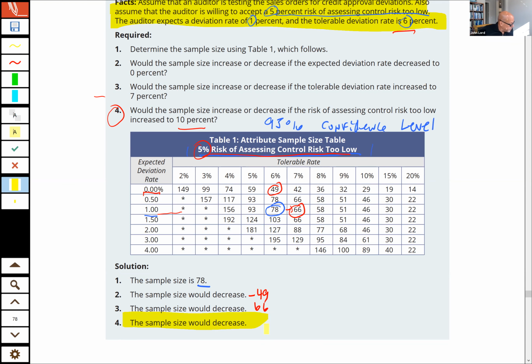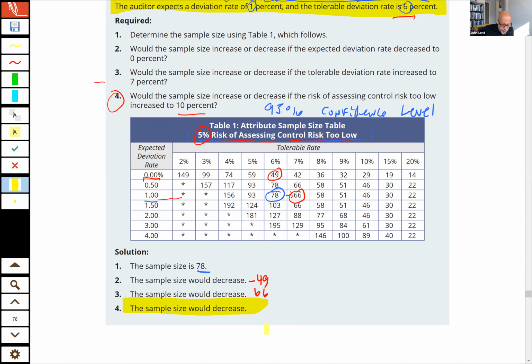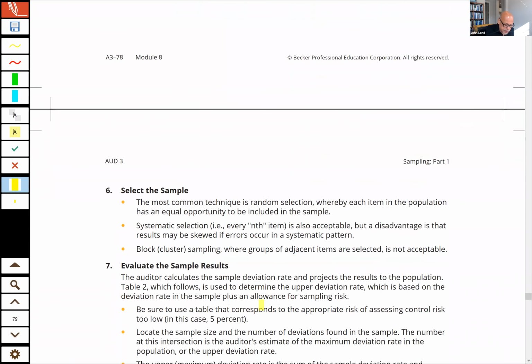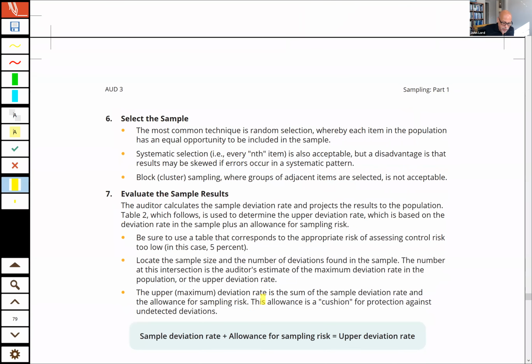Okay, good. Very good. Now we come over and let's take a look at selecting the sample. And as we said last time, you use random sampling techniques. Random sampling techniques, got to use those. Okay, so you pull the sample and then you evaluate the sample.